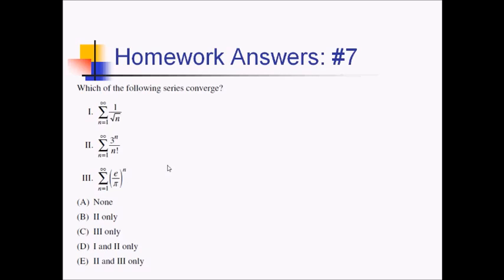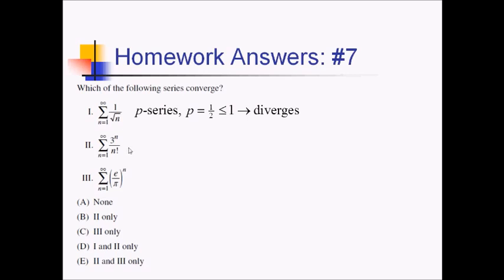So we're going to have to use some more specific tests. For this first one, this is actually a p-series. This is really n to the 1/2 power downstairs, so we have a p-value of 1/2. Since 1/2 is less than or equal to 1, that means this diverges by the p-series test.